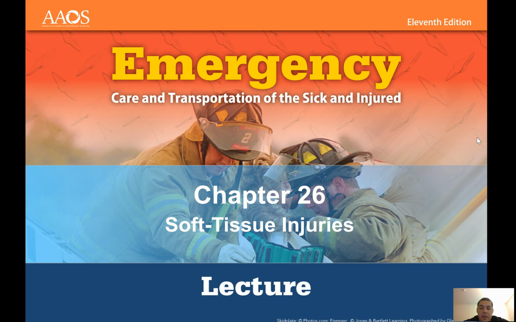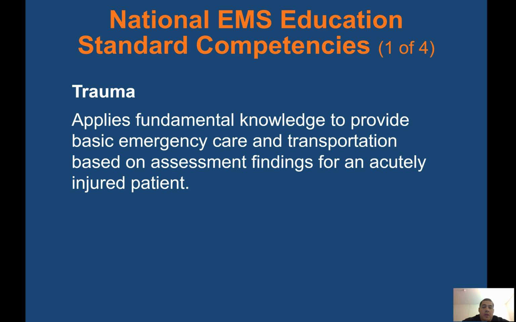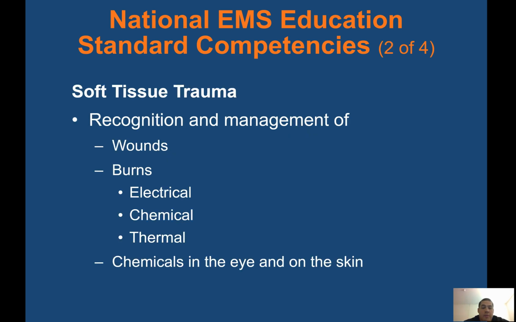Morning class. So today we're going to be going over chapter 26, soft tissue injuries. Trauma applies fundamental knowledge to provide basic emergency care and transportation based on assessment findings for an acutely injured patient. Soft tissue trauma, recognition and management of wounds, burns. Different kinds of burns are going to be electrical, chemical, and thermal. Chemicals in the eye and on the skin.